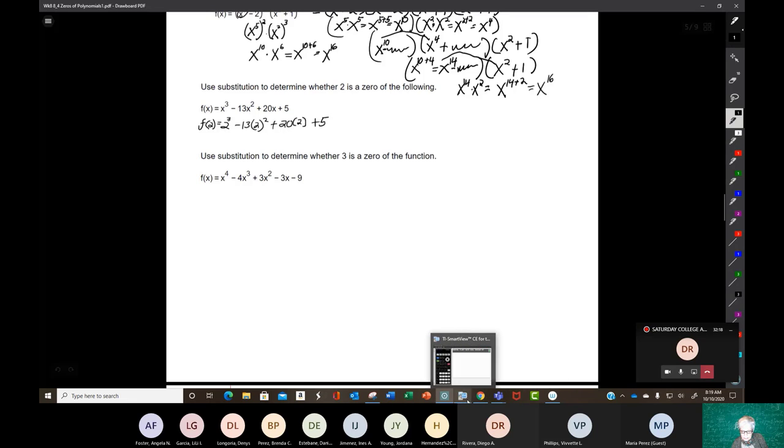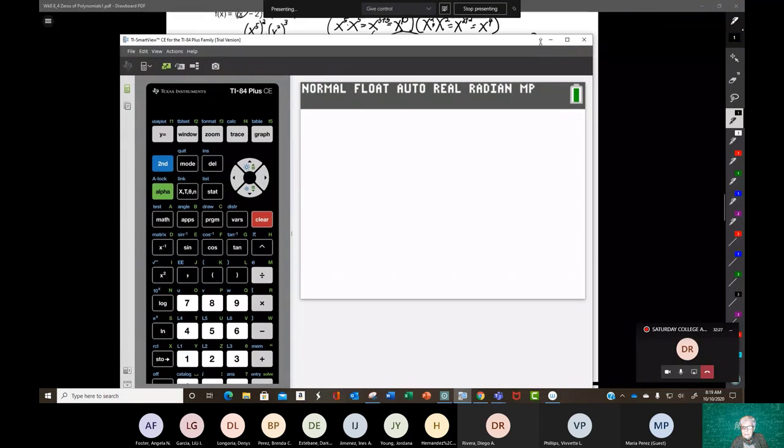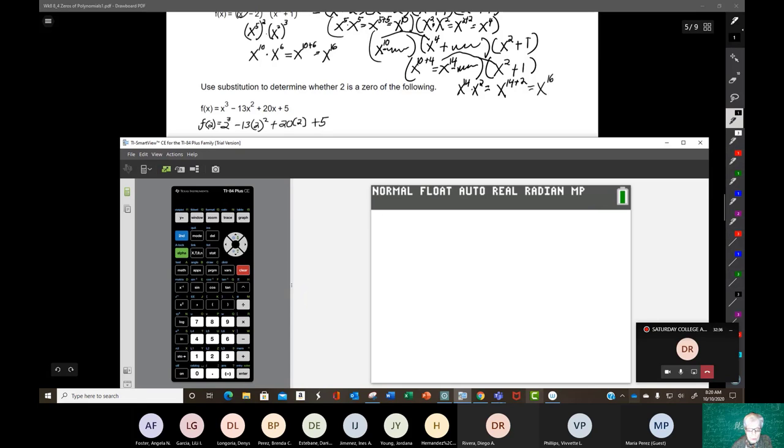5. Let's put this in the calculator. There. Want to be able to see what it is. Okay, so 2 caret 3. Okay, and then come down, so hit the right arrow key, minus 13 times 2 squared, plus 20 times 2, plus 5. Now I'm going to hit enter. 1.